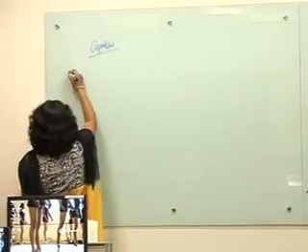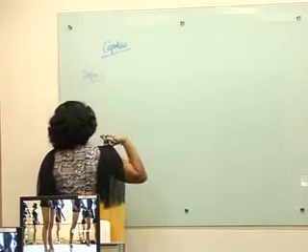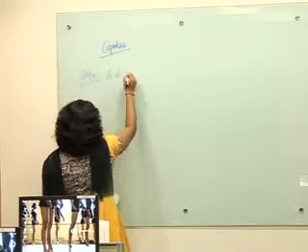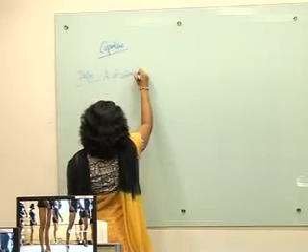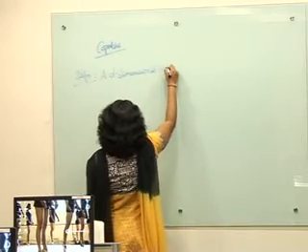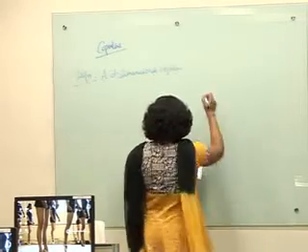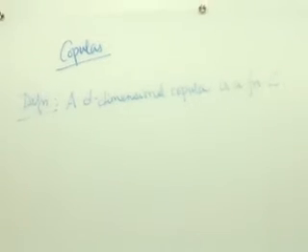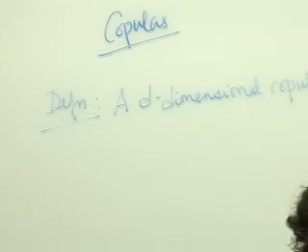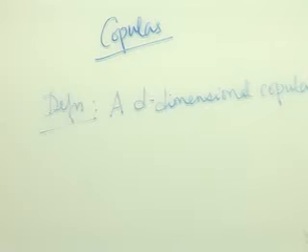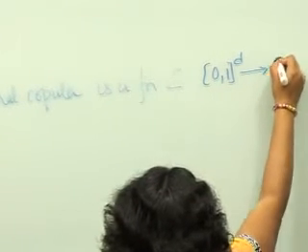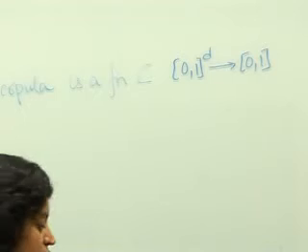So firstly, the definition, what is a copula? So a d-dimensional copula, in this case I use k for the dimension, a d-dimensional copula is a function C from 0, 1 to the power d to 0, 1, because ultimately I want to get back a CDF, so the values it will take will be in 0, 1, with the following properties.